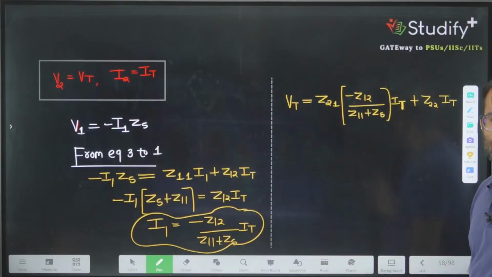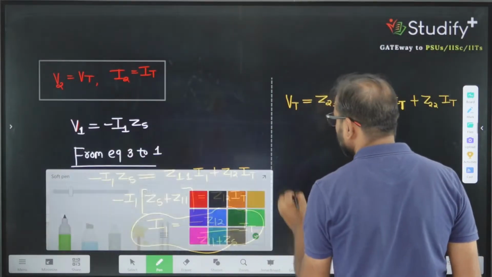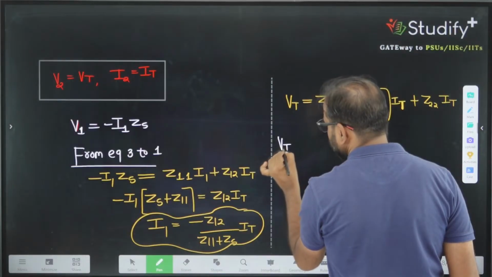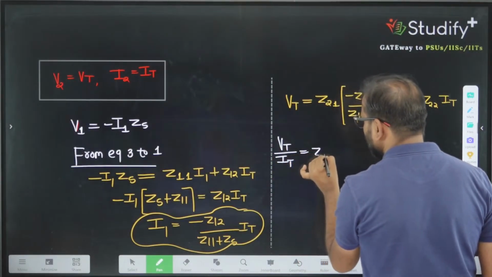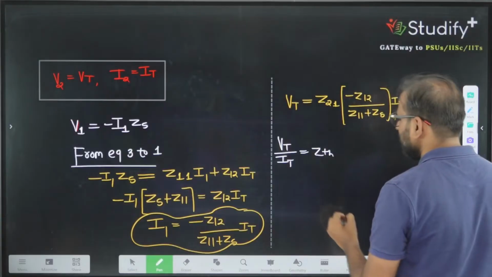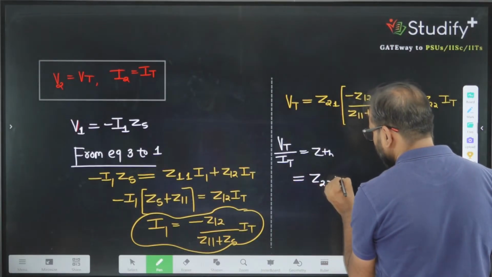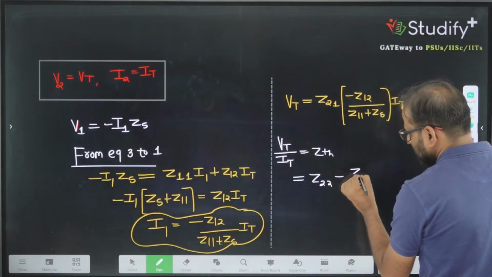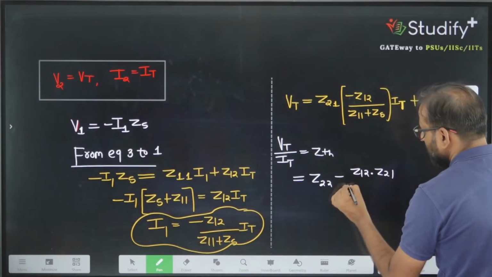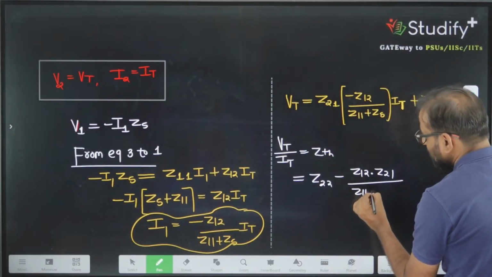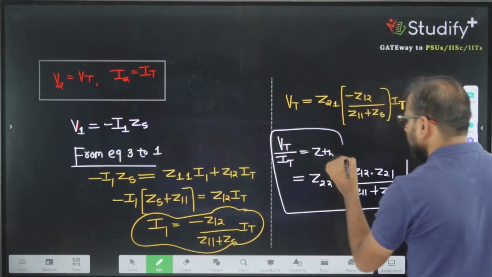So we are interested in the ratio of VT by IT, and what does the VT divided by IT ratio represent? ZTH. So what is the value of ZTH? The value of ZTH is Z22 minus Z12 into Z21 divided by Z11 plus Zs. This is the value of ZTH.